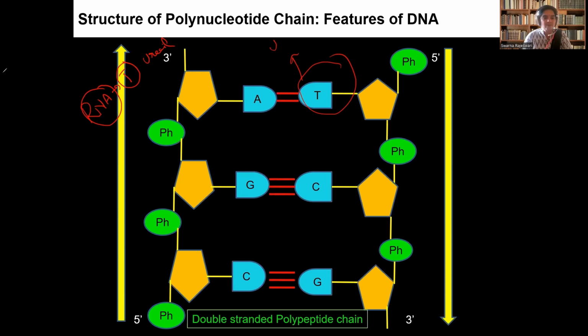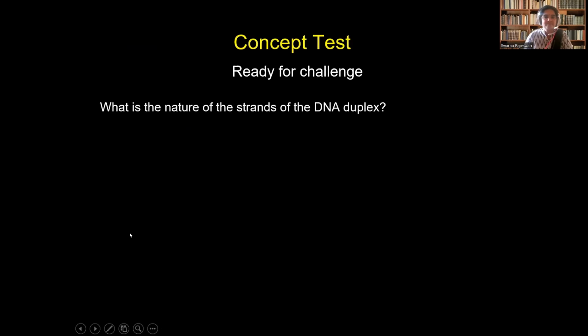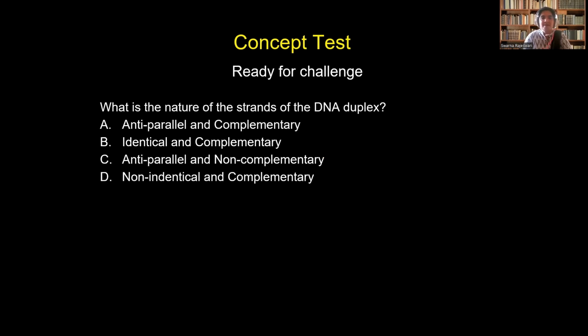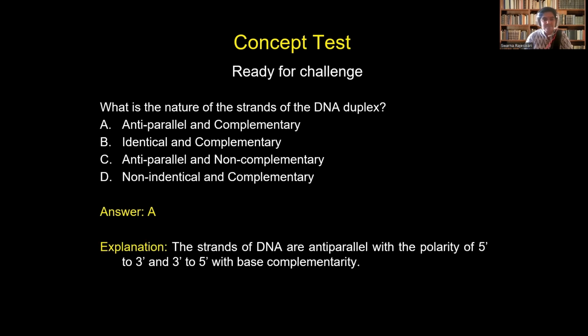Now, let us take a small concept test. What is the nature of the strands of the DNA complex? Antiparallel and complementary, identical and complementary, antiparallel and non-complementary, or non-identical and complementary. Just now we have seen they are antiparallel as well as complementary. So the correct answer is A. The strands of DNA are antiparallel to one another, where one strand is running from 5' to 3', whereas the other strand is running from 3' to 5'.